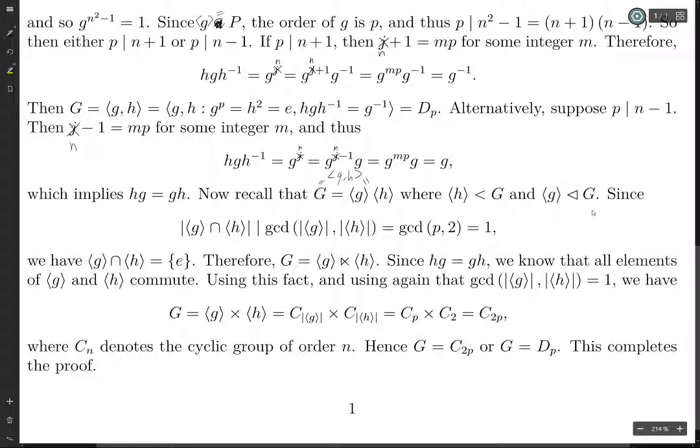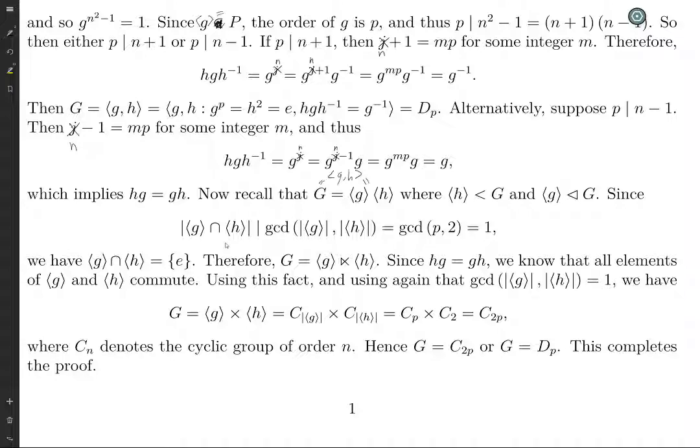And now if we look at the intersection of these groups, the intersection is a subgroup. The intersection of these two groups is both a subgroup of the group generated by g and a subgroup of the group generated by h. So the order of the intersection must divide the order of the subgroup generated by g and the order of the subgroup generated by h. So it must divide the greatest common divisor of the two, which is the greatest common divisor of p and 2, which, since p is prime and not 2, is equal to 1. So therefore, the intersection of the two groups is trivial.